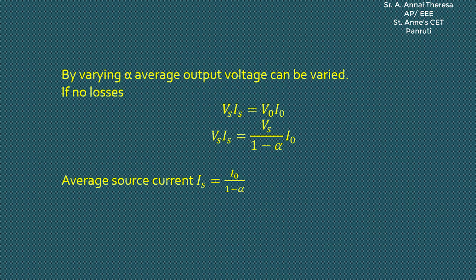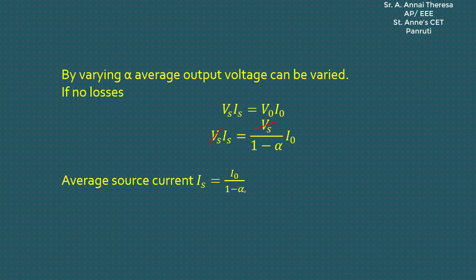If there is no loss, then we can write input power is equal to output power. So Vs Is is equal to V naught I naught. Now this V naught value we can substitute, V naught is equal to Vs by 1 minus alpha. From this you can cancel Vs and Vs. So Is is equal to I naught divided by 1 minus alpha. This is the average source current value.